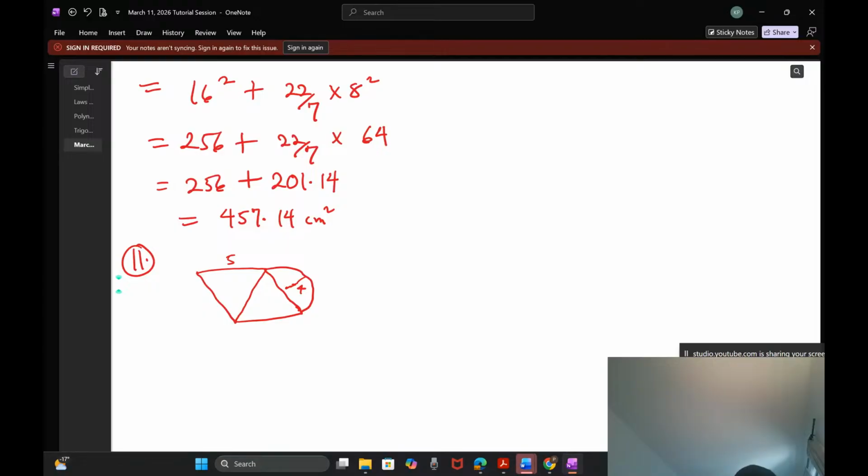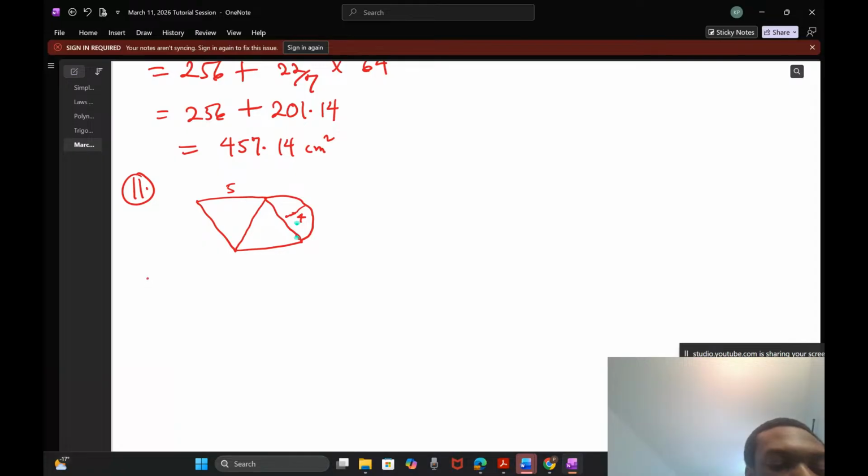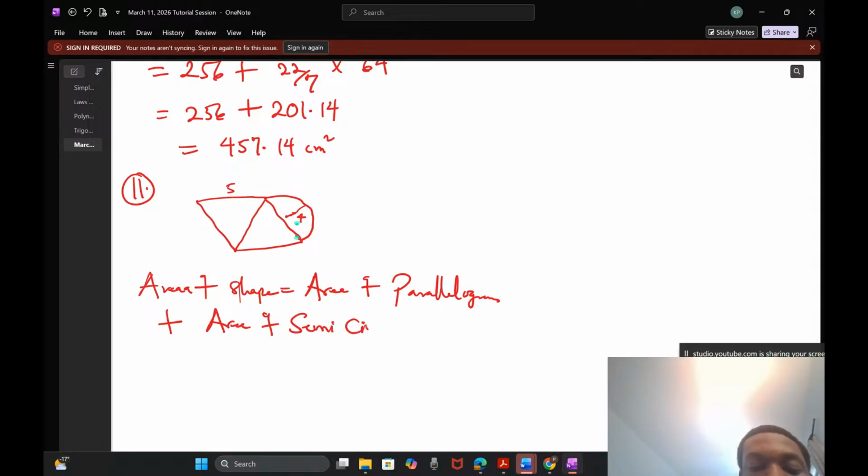Area of a parallelogram. Okay, so the area of a parallelogram is base times height. Area of shape is equal to area of parallelogram plus area of semicircle. So the area is base times height plus pi r squared.